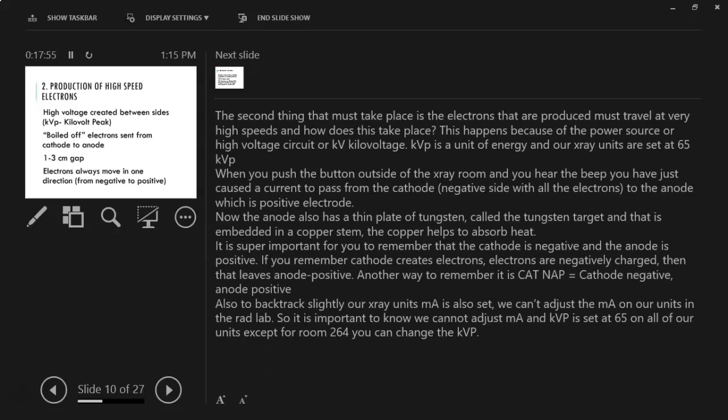All the electrons on this tungsten coil boiling off in the electron cloud, when you push the button and that high voltage comes in, fly over to the tungsten target. Two tungstens: tungsten filament, tungsten target. They fly over and they hit that. The tungsten target is embedded in a copper stem. The purpose of the copper stem is to absorb heat, and we'll talk about how much heat is produced in just a second. So it's important to remember that the cathode is negative and the anode is positive.